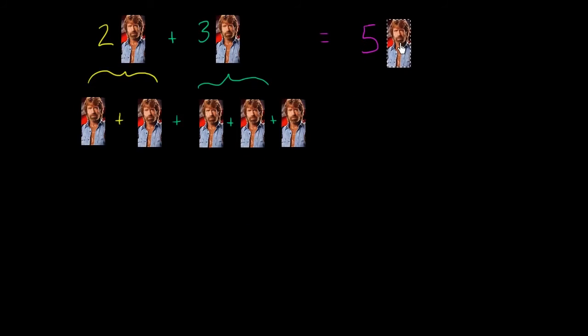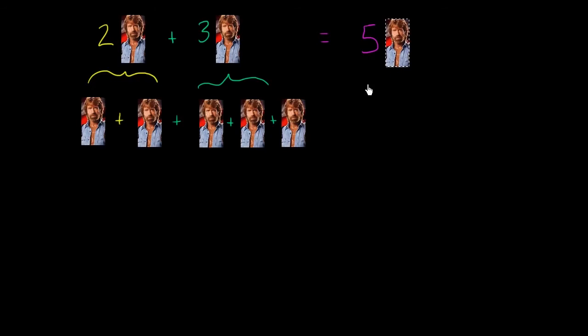Well, 2 Chuck Norrises, we can represent this as literally a Chuck Norris plus another Chuck Norris. You could also view this as 2 times Chuck Norris, and this is just another way of representing it. And 3 Chuck Norrises, you could view that as a Chuck Norris plus a Chuck Norris plus another Chuck Norris. And so we would have a grand total, and this might be very simple for you, of 1, 2, 3, 4, 5 Chuck Norrises. So this would be equal to 5 Chuck Norrises.